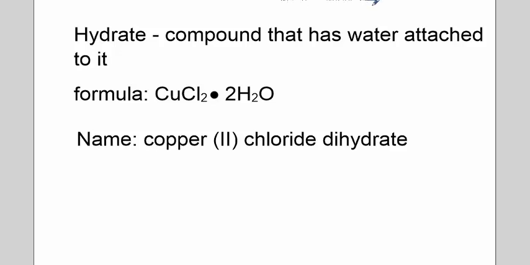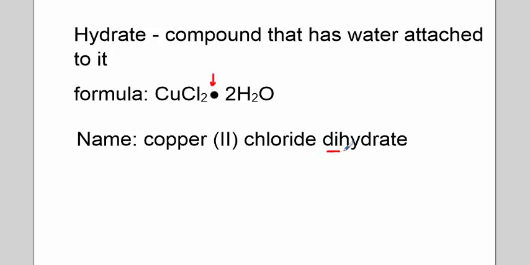In this video we're going to learn about hydrates. As hydrate implies, that means it's a compound that has water attached to it. For example, this would be copper(II) chloride dihydrate. What I want you to notice here is this dot means that each CuCl2 formula unit has two waters attached to it. That's what we use to represent it, and you'll see that dot.